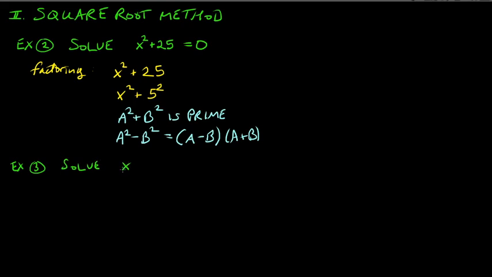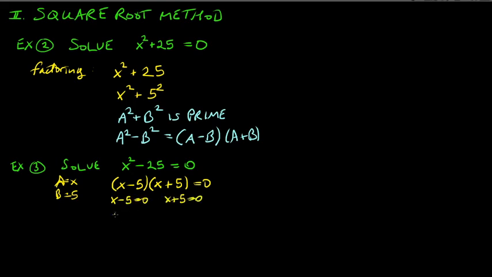Suppose you wanted to solve x squared minus 25 equals 0. Well, you could do it by factoring. This is a squared minus b squared, which is a minus b times a plus b. In this case, a is x and b is 5. So this factors perfectly here. And as usual, you set them equal to 0, and you get your two solutions: 5 or negative 5. Two solutions.